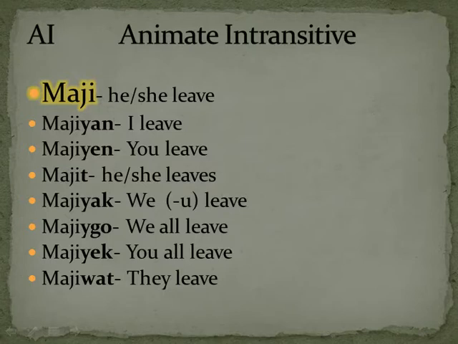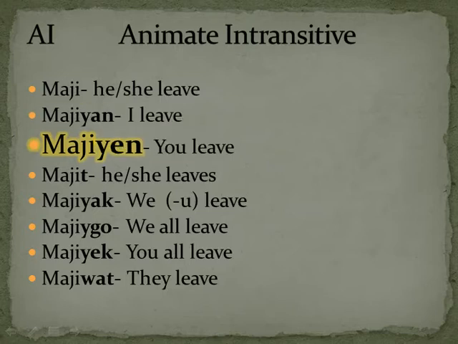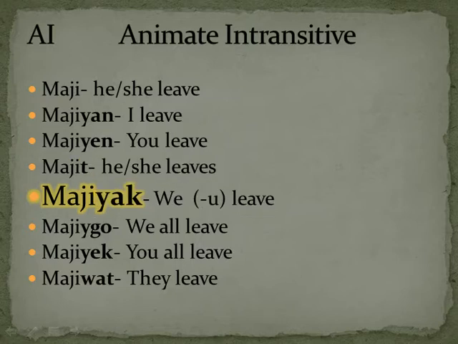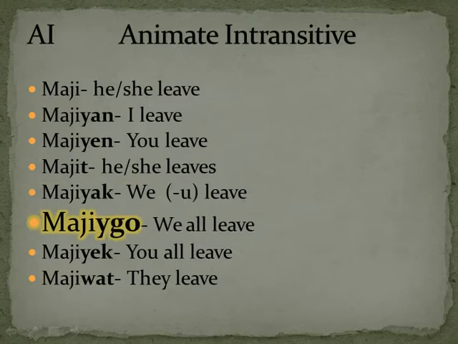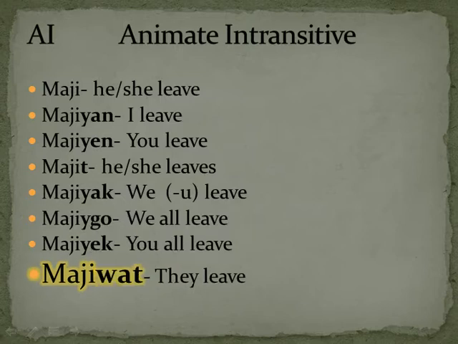So here's the conjunct form with maji, a verb we're familiar with. He or she leaves. Maji yan, I leave. Maji yin, you leave. Majit, he or she leaves. Maji yak, we minus you leave. Maji ago, we all leave. Maji yuk, and some people say maji yak. And maji wat, they leave.